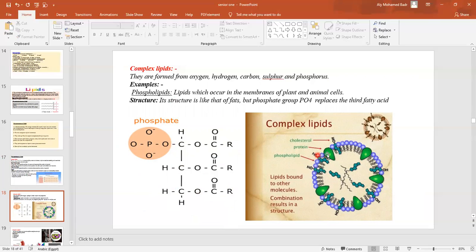And this is the structure of the membrane. Here the phospholipids look like balloons with heads and tails, and these heads and tails form the cell membrane.